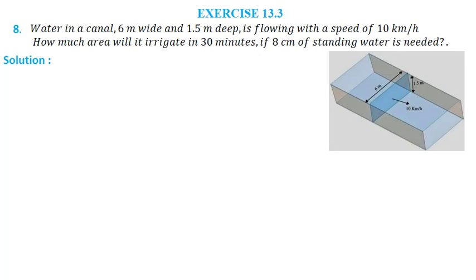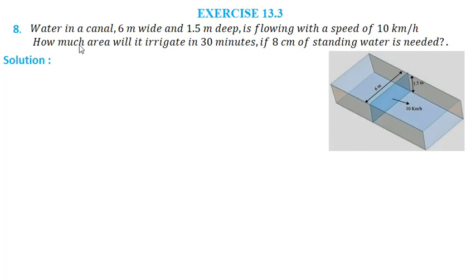Now the canal is somewhat cuboidal in shape. You have its breadth as 6 meter and its height as 1.5 meter. Now it is flowing at a speed of 10 km per hour. So speed 10 km per hour indicates that the water in the canal flows 10 km in 1 hour. That means if water is flowing in the ground, then water of 10 km length will flow in the field. So if water is flowing for 1 hour, we can consider the length of the cuboid as 10 km.